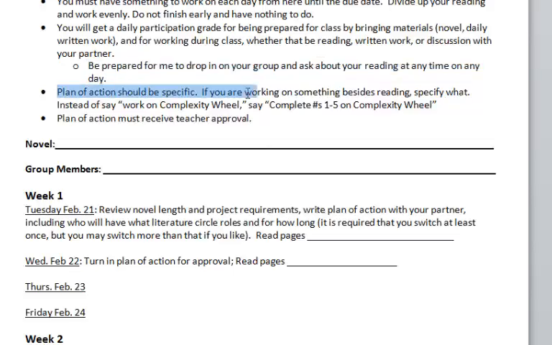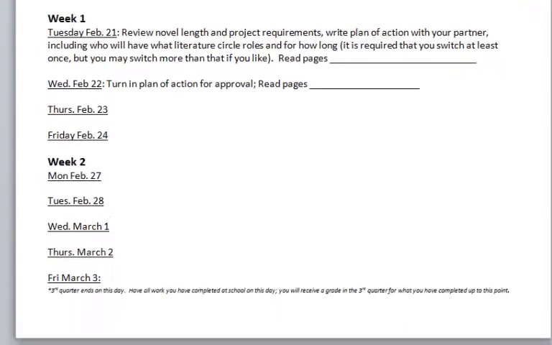Your plan of action should be specific. Okay? I don't want to just see that on Monday, February 27th, you're reading. I need to know specific page numbers. I don't want to see that on Wednesday, March 1st, you're having a literature circle discussion. When you're having a literature circle discussion, I need to know specifically who has what role, what chapters the discussion is over, those sorts of things.